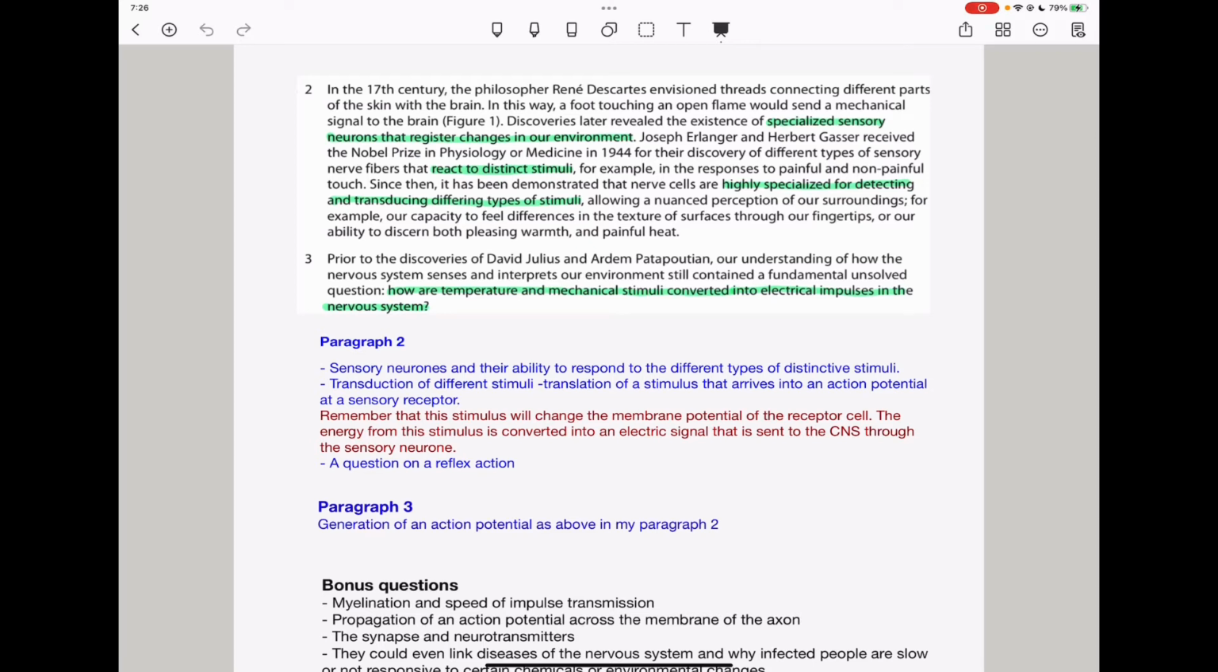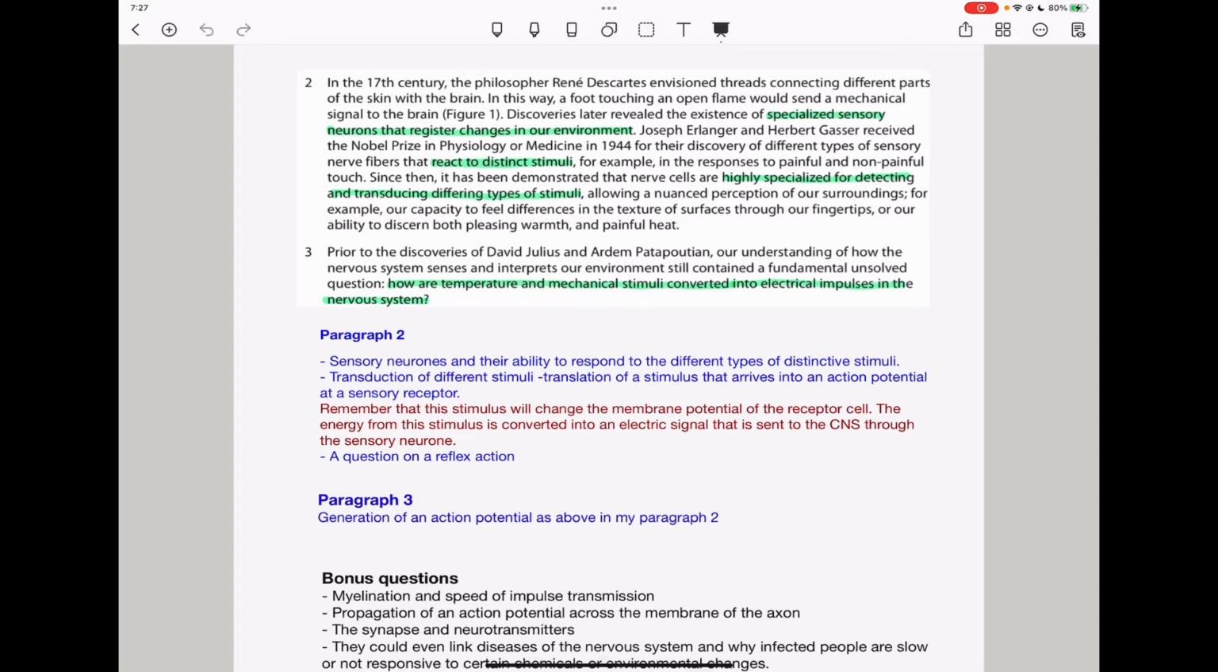So you need to know how receptor cells are changed when a stimulus arrives in order for the electric signal to be created and in order for that electrical signal to be transferred to the sensory neuron to be carried to the central nervous system. So you need to know that.